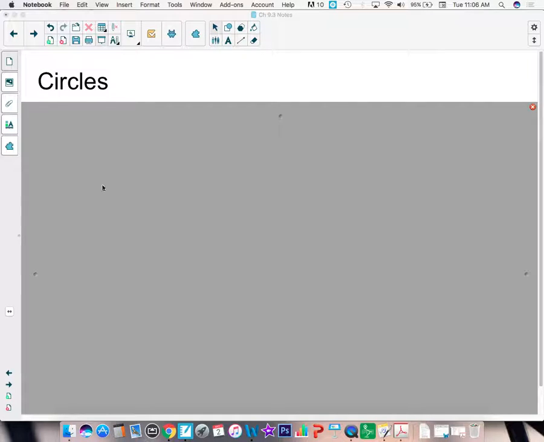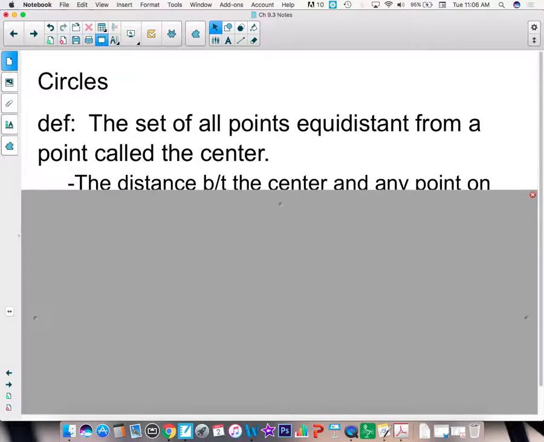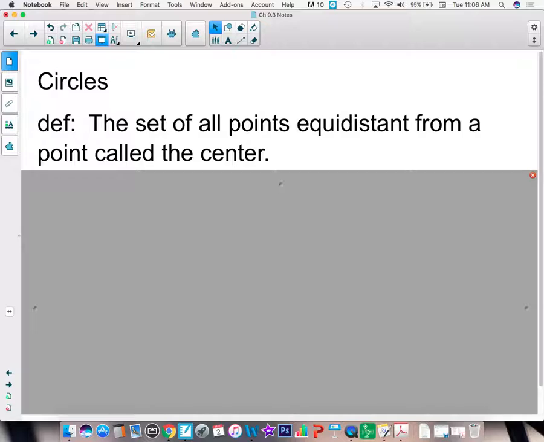For circles, okay, it's just kind of like what we did yesterday. So this one, I'm going to write this down so you got the definition, because remember we're going to have a matching section on the test. The set of all points equidistant from a point called the center. And I think you guys probably did this definition or went over this definition in geometry as well.